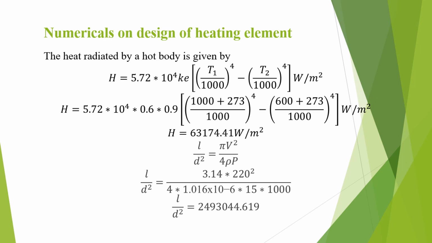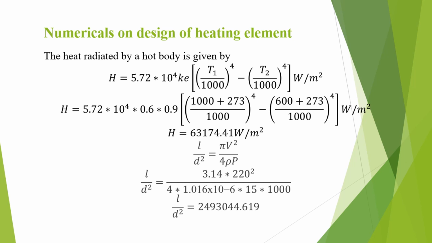We have the equation of heat radiated by the hot body, that is H equal to 5.72 into 10 to the power 4 Ke into (T1 by 1000 to the power 4 minus T2 by 1000 to the power 4) in watt per meter square. Here the values of T1 and T2, the temperatures, will be considered as absolute, so the values given in degrees Celsius will be added along with 273.